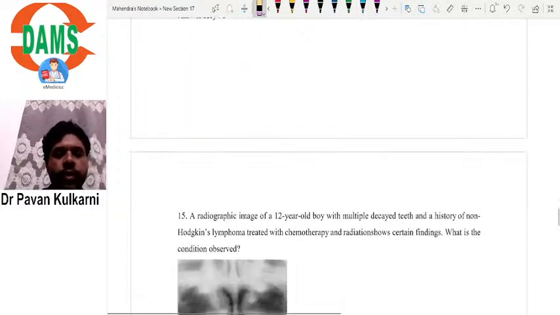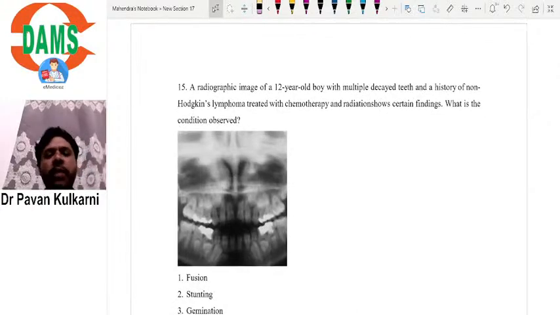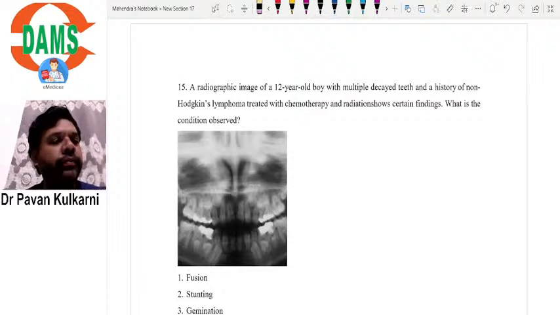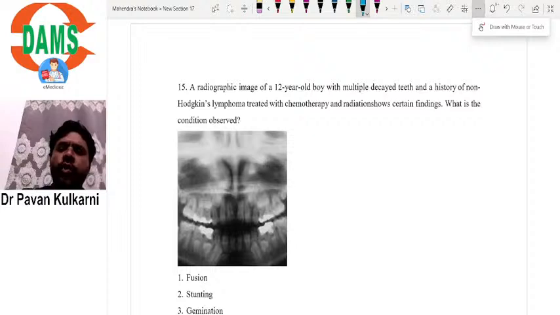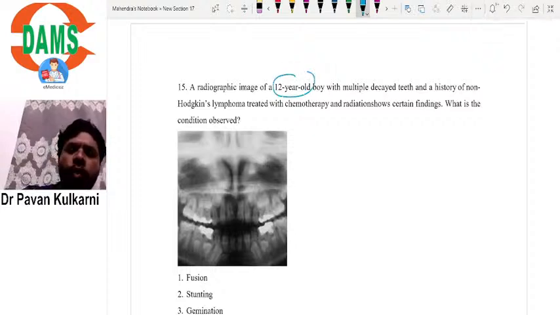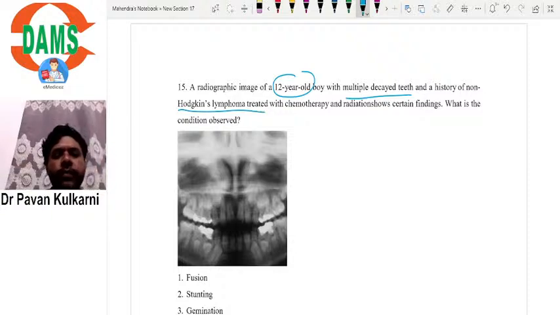Moving on to the next question here. A radiographic image of a 12-year-old boy with multiple decayed teeth and history of non-Hodgkin's lymphoma. In such questions, always remember that any particular history they are giving will always be of use. Don't neglect it. They're giving a 12-year-old boy, multiple decayed teeth, and the child had non-Hodgkin's lymphoma. The child received chemotherapy.